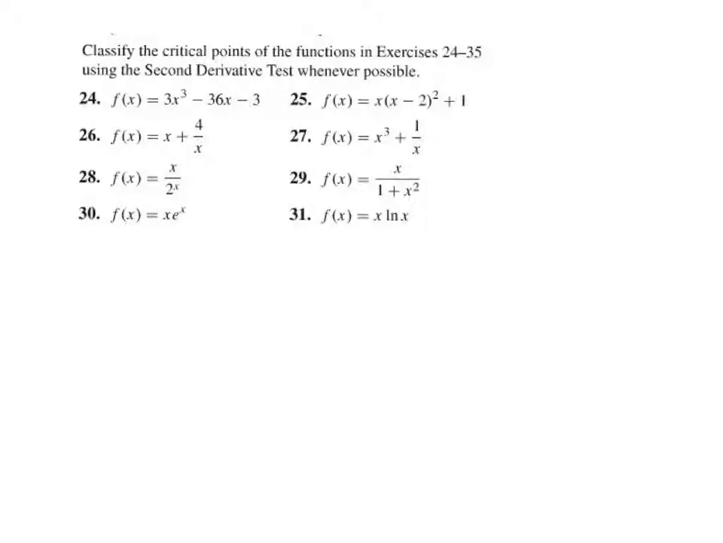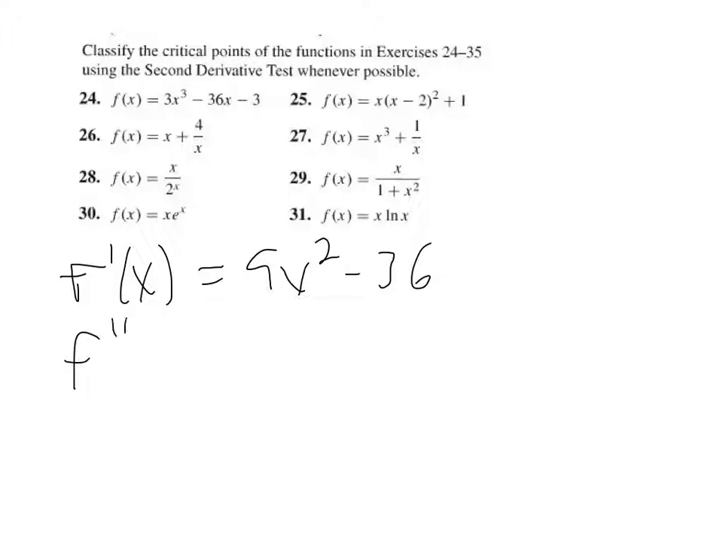Here are some problems that ask us to use the second derivative test to decide about minimums and maximums. If we look at number 24, it's probably the easiest one to do right now. So we know that f prime, using the power rule, is 9x squared minus 36, and then the second derivative will be 18x.